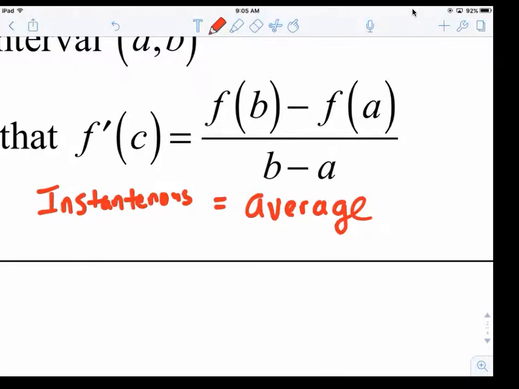All right, so you can think of it as the calculus way of coming up with slope, compared to the algebra 1 way of figuring out slope. So you're figuring out the slope between the two endpoints, and then somewhere your instantaneous rate is equal to that.